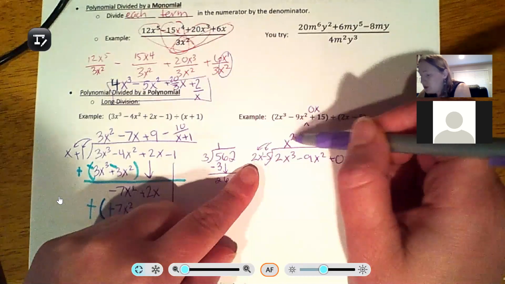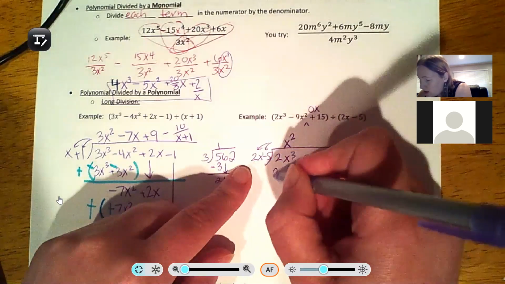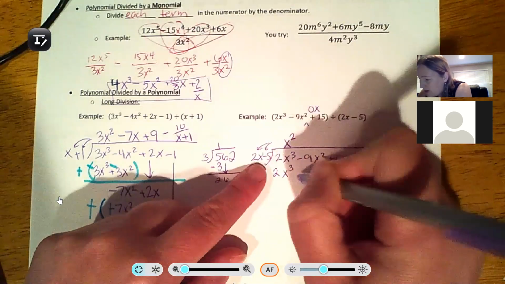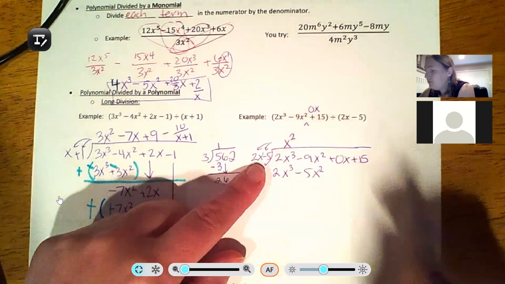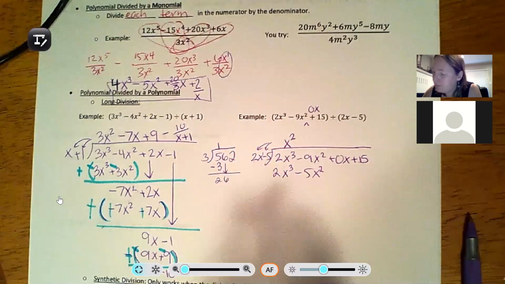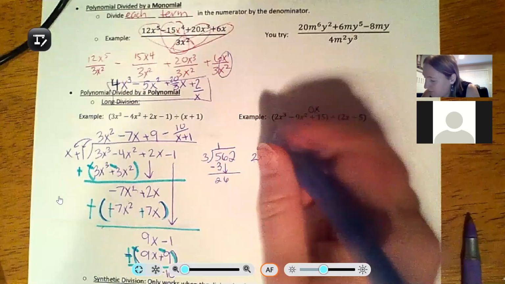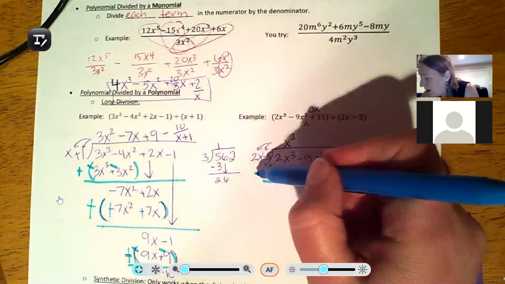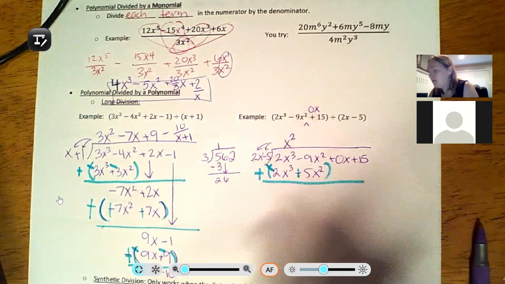So now when I distribute that, I get 2x to the third minus 5x squared. So I'm going to subtract that quantity, or in other words, add the opposite.